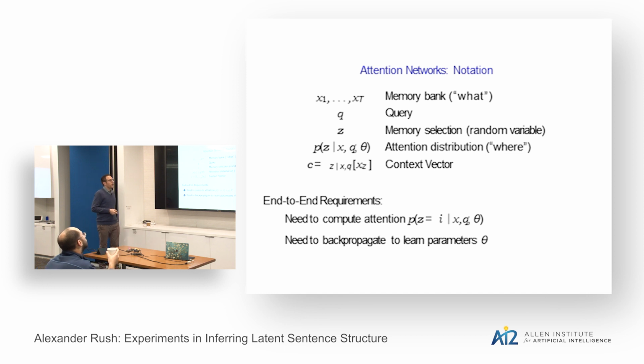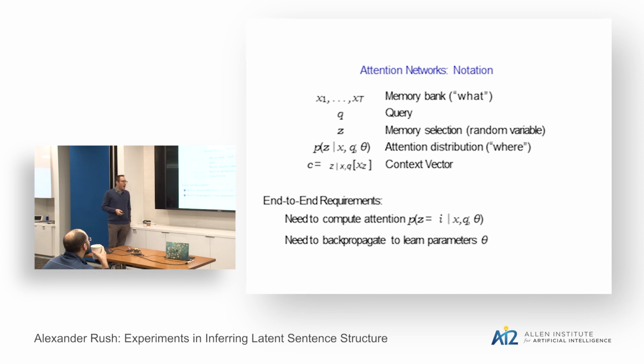So here we're going to write the source that we're interested in as vectors x1 through xT. These will be the memory banks of things that we want to attend to. And then we'll have a query q, which will say what we're looking for. We're then going to introduce a latent variable z, which will say where we're looking in the model. And our attention distribution is the probability of this variable z conditioned on the query and the source. The thing we output, the context vector, which I've shown in yellow, will be c. And that's simply the expectation of our memory when we have our query q.